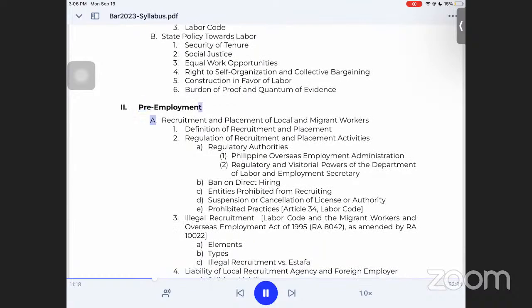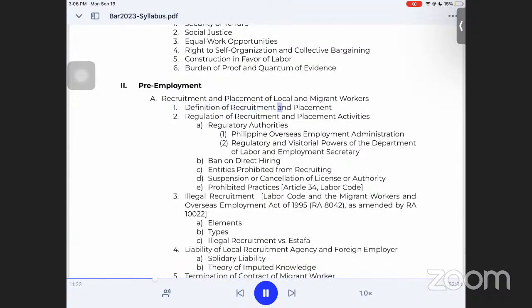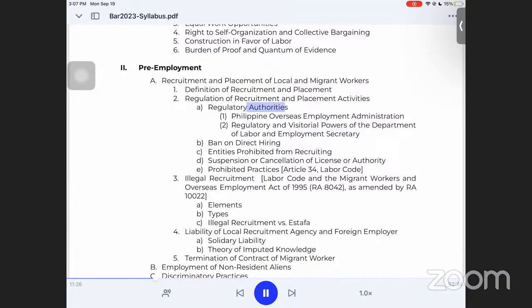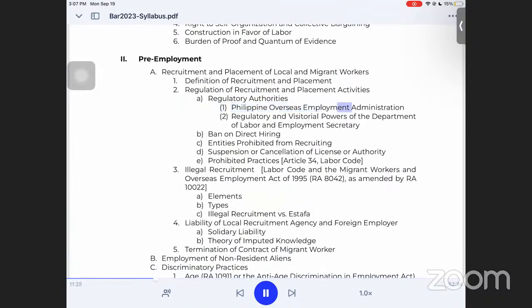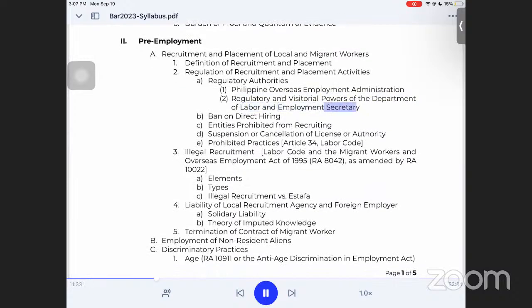2. Pre-employment. A. Recruitment and placement of local and overseas workers. 1. Definition of recruitment and placement. 2. Regulation of recruitment and placement activities. A. Regulatory authorities. 1. Philippine Overseas Employment Administration. 2. Regulatory and visitorial powers of the Department of Labor and Employment Secretary.